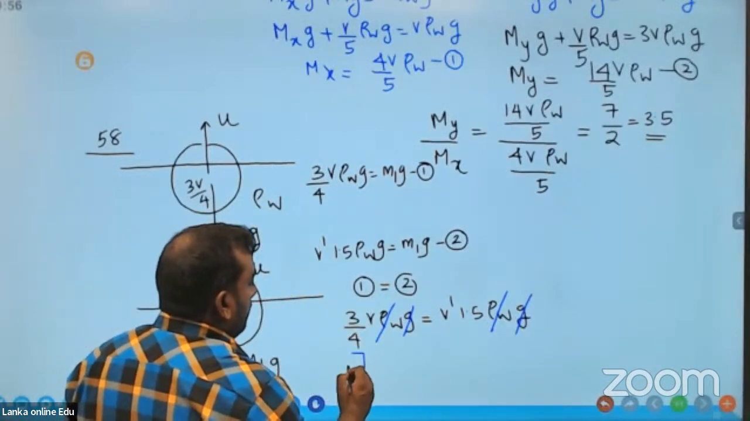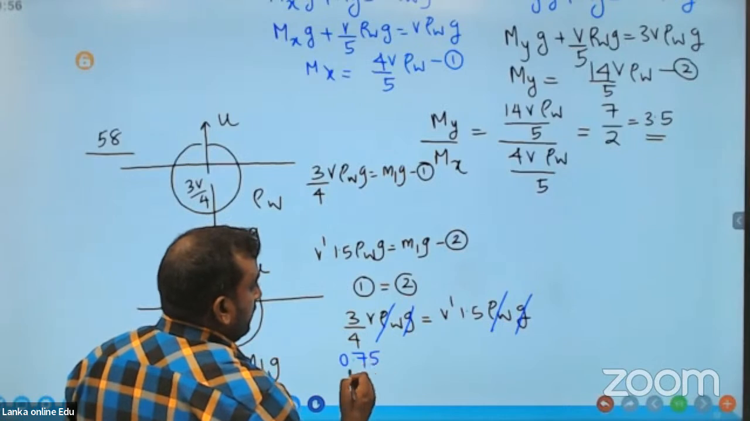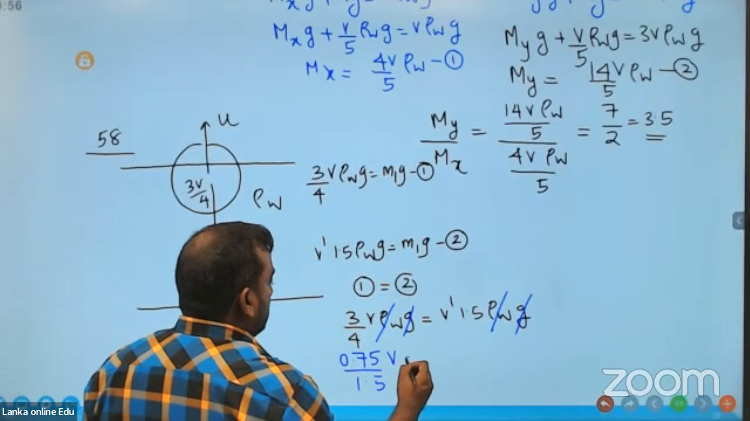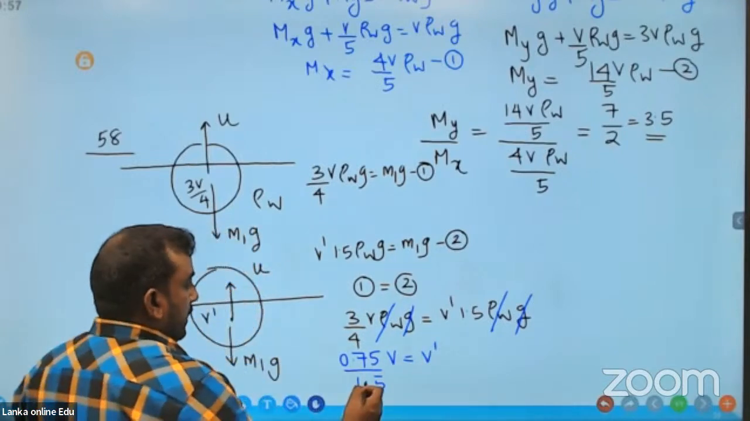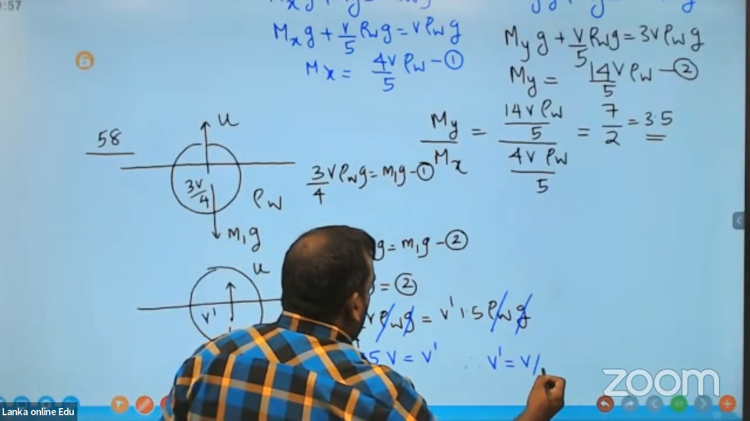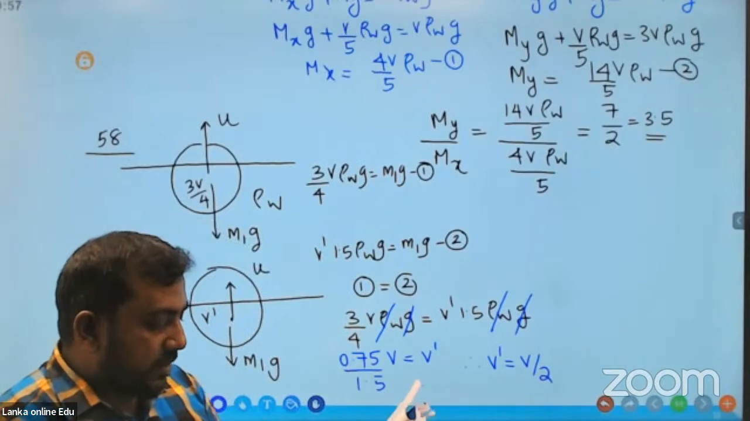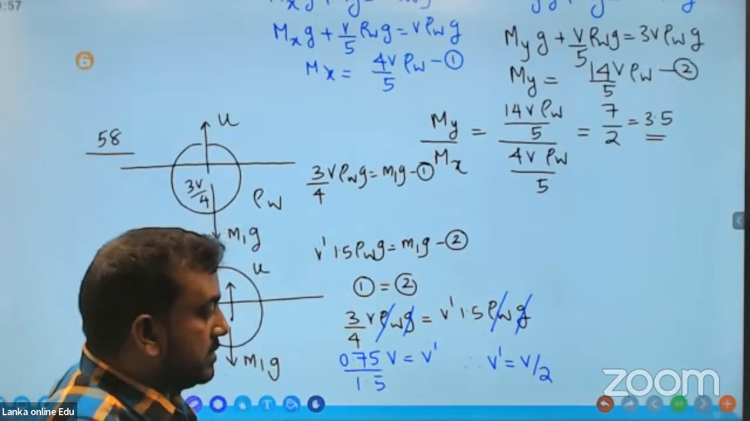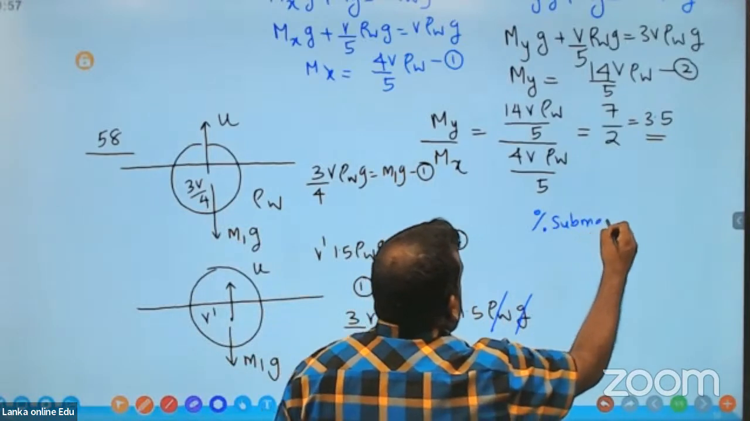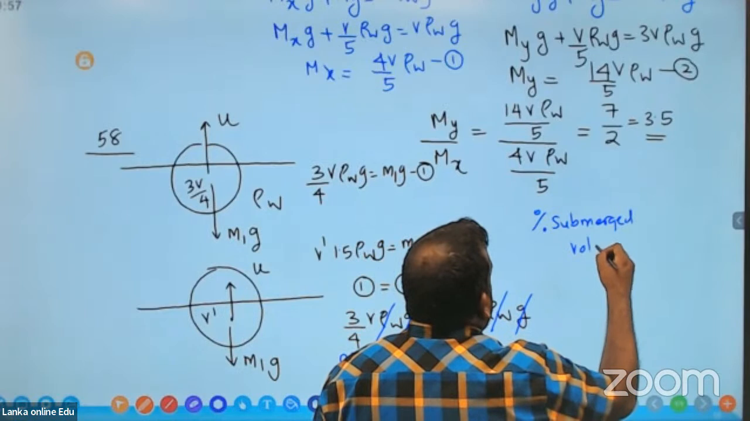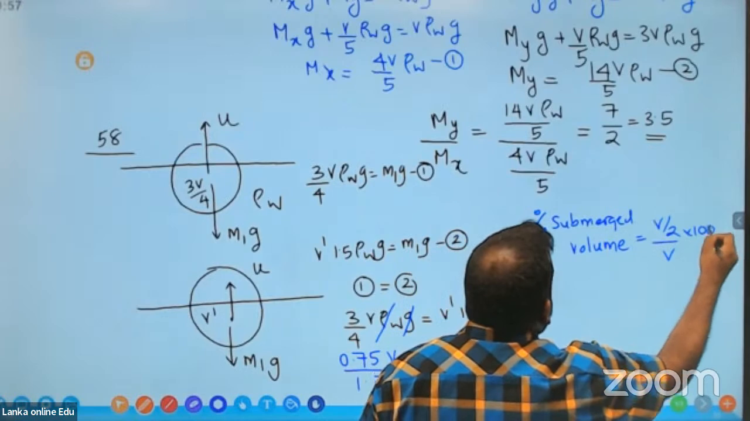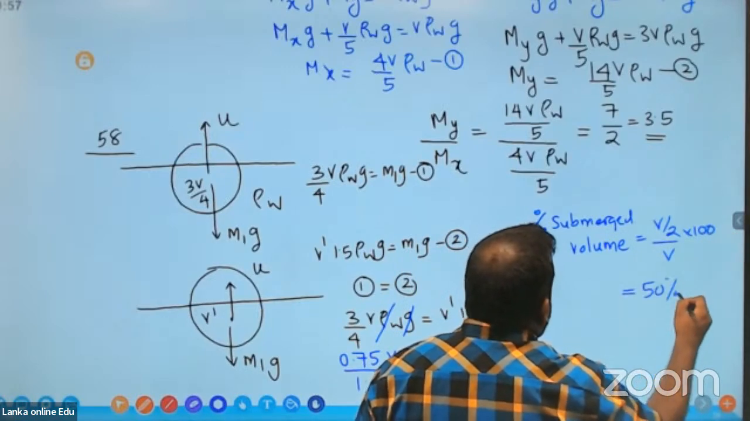Now here you have 0.75 divided by 1.5 V, that is V dash. Therefore, V dash equals V over 2. V dash equals V over 2 means half the volume submerged. So percentage submerged is volume divided by total volume multiplied by 100. That will give you what? 50% volume.